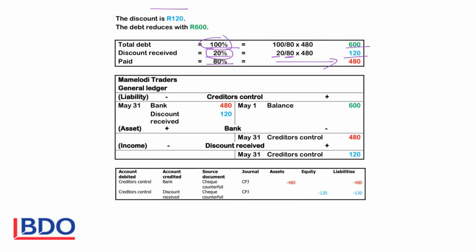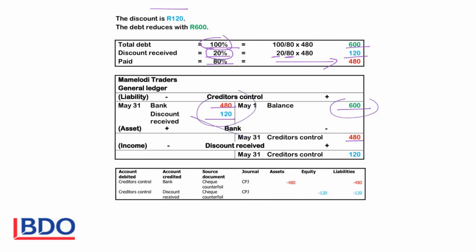In the ledger, we will indicate the balance of the creditors on the credit side as 600. We paid 480, so we reduced the creditors with 480, and the bank was credited with 480 to indicate that the money in the bank reduced. We will also debit creditors control with 120 to indicate that this full 600 was paid and that we don't owe them any more money.